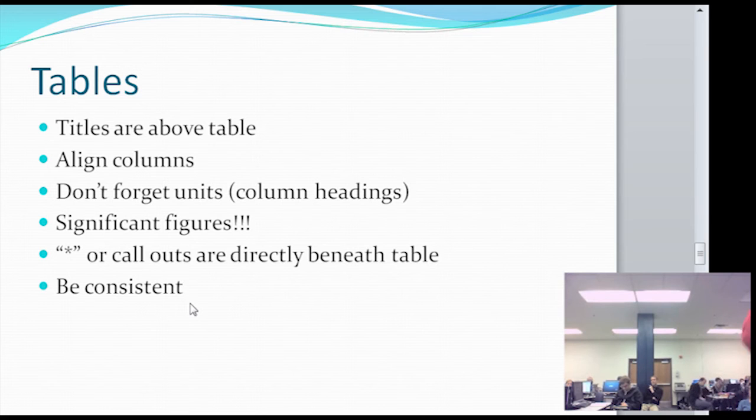Significant figures, again, I mentioned that. Just be reasonable and think about what you're writing in there. If you call out anything or you have an asterisk in your table, those go right after the table before any other text or anything like that.